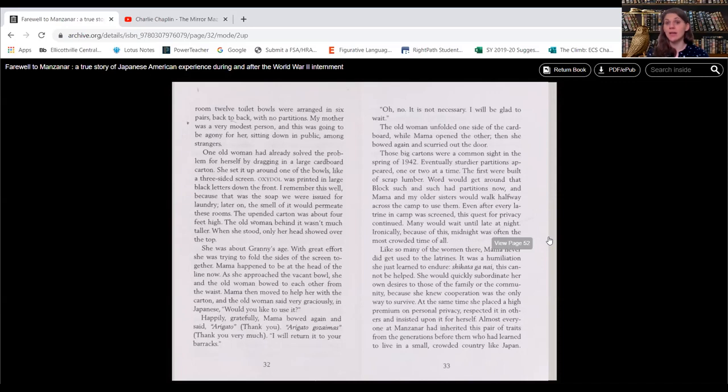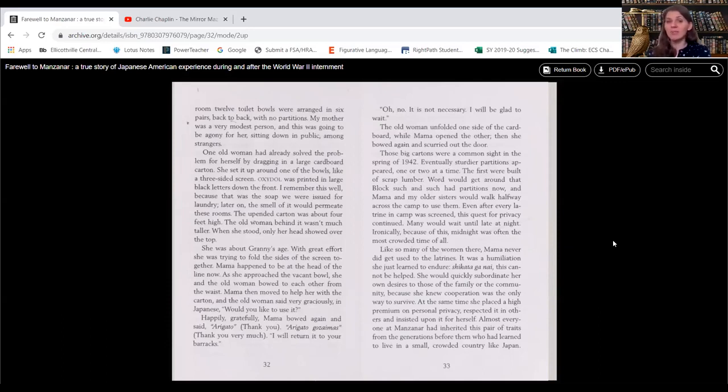Those big cartons were a common sight in the spring of 1942. Eventually, sturdier partitions appeared, one or two at a time. The first were built of scrap lumber. Word would get around that block such and such had partitions now, and Mama and my older sisters would walk halfway across the camp to use them. Even after every latrine in camp was screened, this quest for privacy continued. Many would wait until late at night. Ironically, because of this, midnight was often the most crowded time of all.